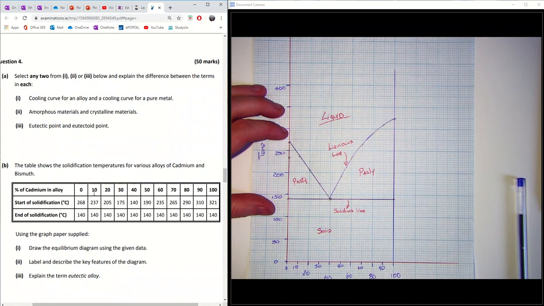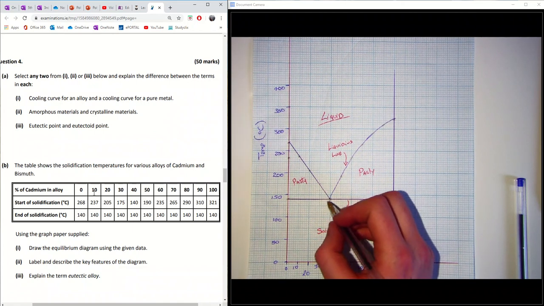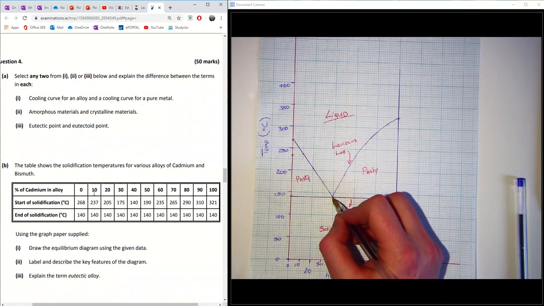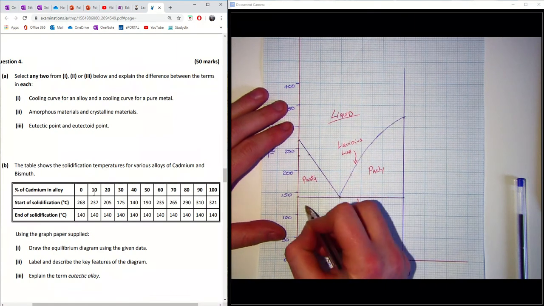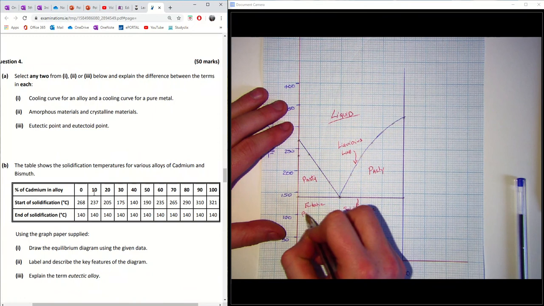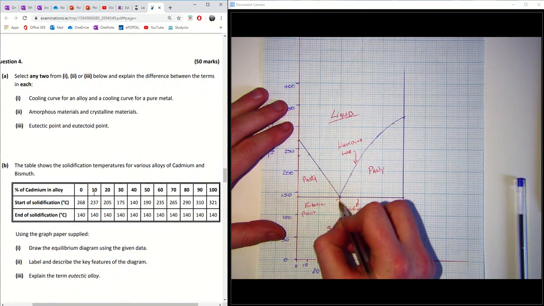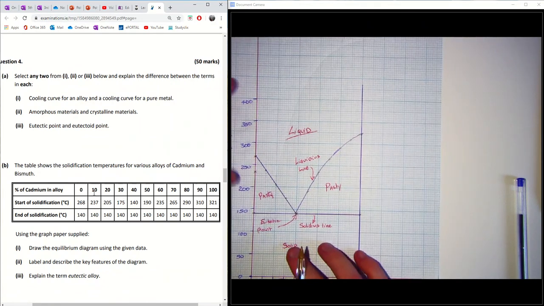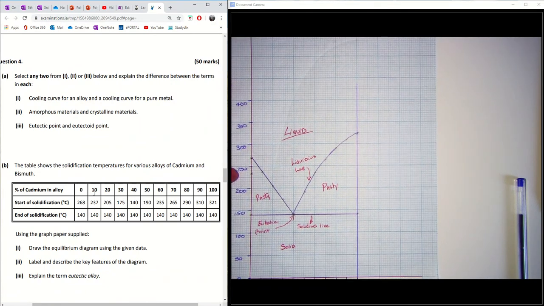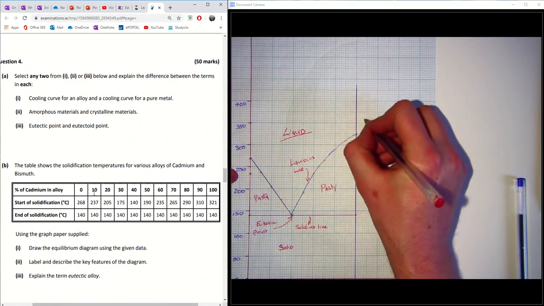And finally then, the main part on the eutectic diagram is this point here. It's the point where the liquidus line meets the solidus line, and it's known as the eutectic point. It's a very special point on the eutectic diagram. Now, the next part, so that's labeling, and I want to describe the main features. So I'm just going to describe a few of them here.